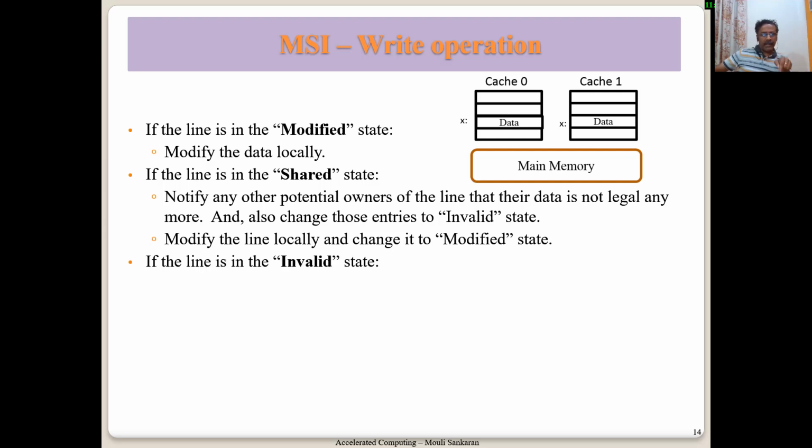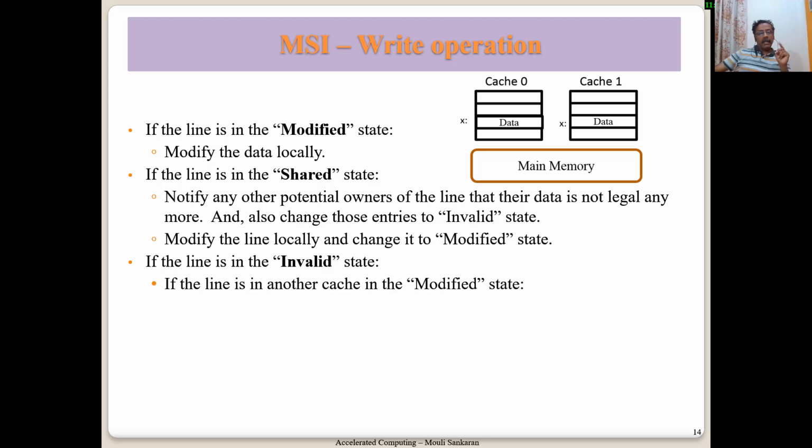If the line is invalid and the CPU is doing a write operation, it is going to be a write miss. When you have a write miss, you are trying to write into the cache a block which is not there in your cache. Now, what are the other possibilities? It's not there anywhere, which is the simplest case. Or it is there in a modified state somewhere, or in a shared state somewhere. That's all. It could be one of those three states only.